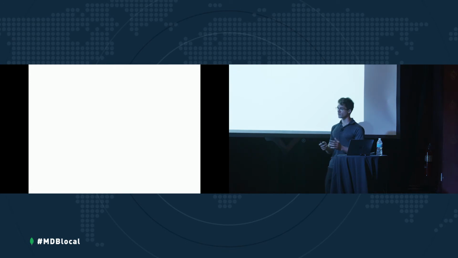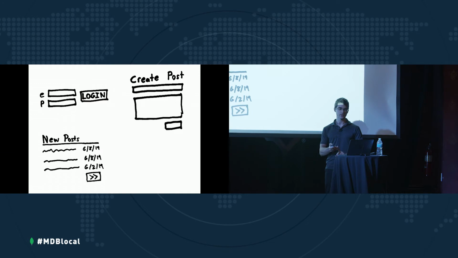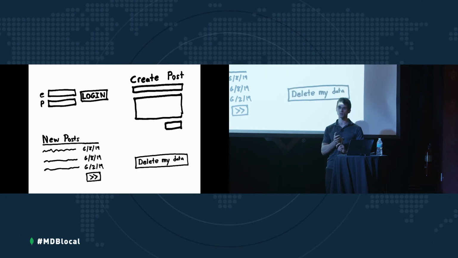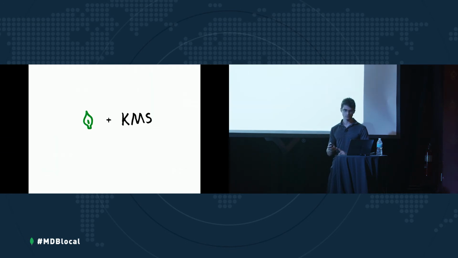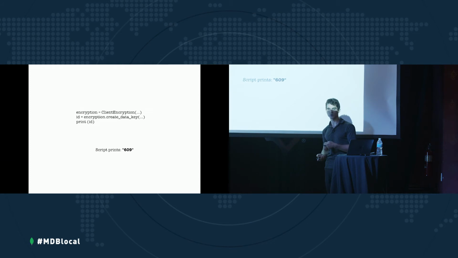And we're going to walk through what Doris does to build 4 simple pages: a login page, a page to create posts, a page to view posts, and most importantly, functionality for users to delete all their user data, provably and quickly. So she has the right ingredients. She has MongoDB in the cloud and KMS. The first thing she needs to do is create a key to use for encryption. So she writes a one-off script that uses that client encryption object, calls create data key, and then prints out the resulting ID. So for the sake of example, we're going to say that ID is 609.